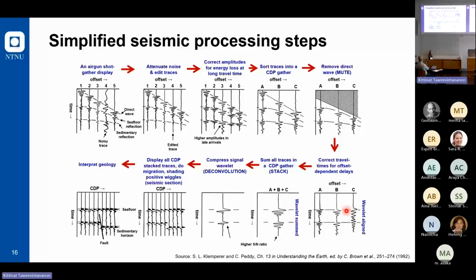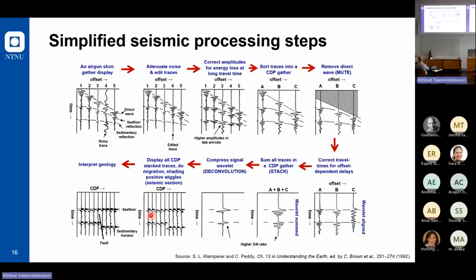You might have heard about normal moveout correction or migration that tries to correct the travel time as if the output seismic trace has source and receiver at the same location. It's like a zero offset trace. And then some traces are stacked together to have a high signal to noise ratio and compress the wavelet, and then you can do some migration or display for the interpreter to interpret the subsurface structure.